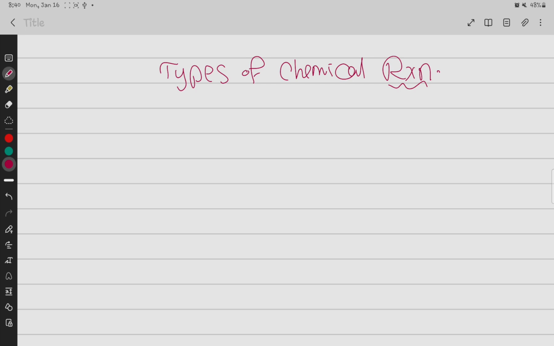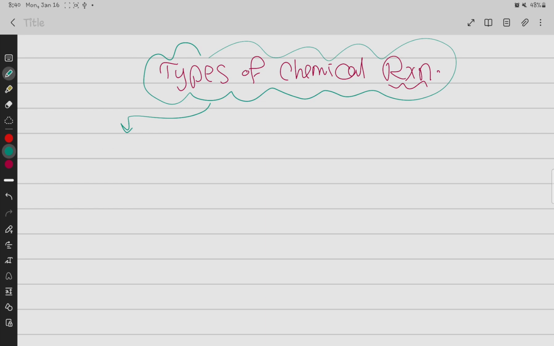We have three main types of chemical reaction. Let's figure out what they are. The first one is something called thermal decomposition. And we will know the meaning of thermal decomposition right now.